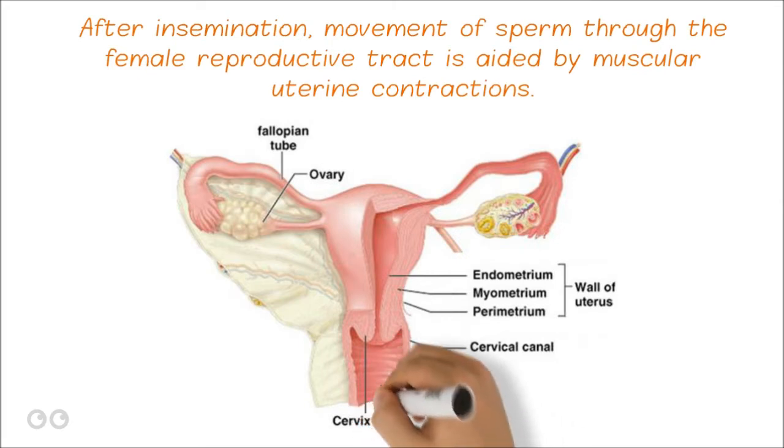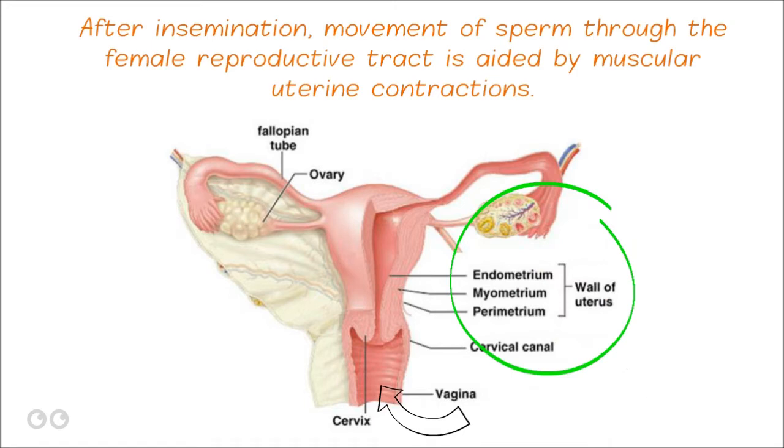After insemination, as the sperm enters, the uterine muscles, circled in green, aid the sperm to its final destination.